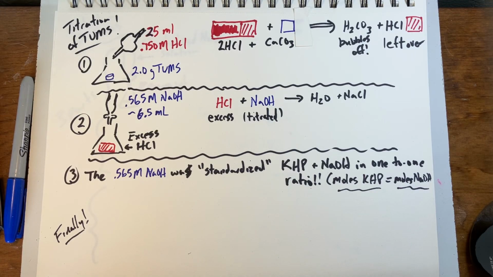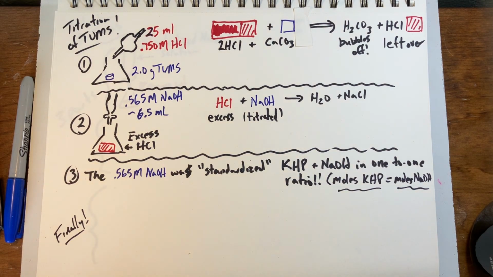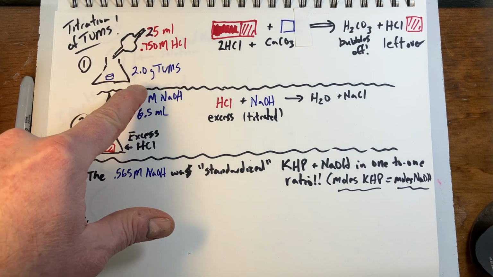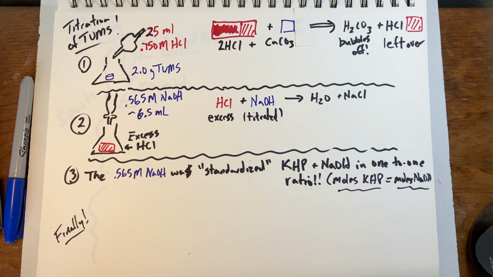All right, well, this is a short video describing the titration of Tums, the experiment done for General Chemistry 2, wherein we have really kind of three parts. First of all, you'll take a Tums tablet. It weighs about 2 grams. You'll find the exact weight and put that in your lab notebook.